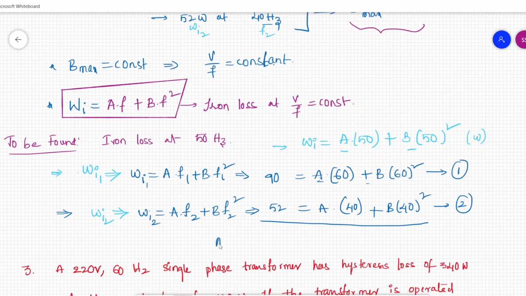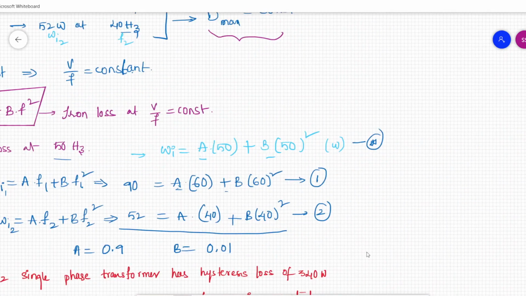So by solving that, we are going to get A and B values so that we can substitute these values in our equation star here to get the iron loss at 50 Hz. By solving equations 1 and 2, we get A as 0.9 and B as 0.01. Okay, so let us substitute these values, A and B, in equation star.